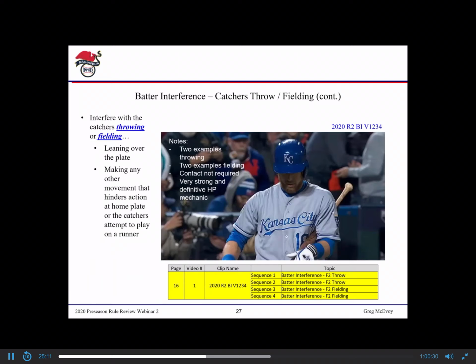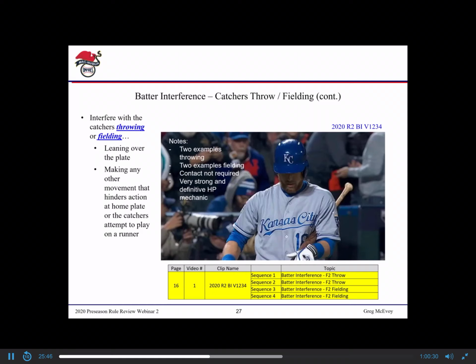So for batter interference, again, interfering with the catcher's throwing or fielding, leaning over the plate, making any other movements. The next chart's going to show 4 examples of batter interference. 2 are going to be examples of the catcher throwing, trying to put out a runner on base. There are 2 examples of where the batter is going to interfere with the catcher's ability to field around home plate. And again, contact is not required.